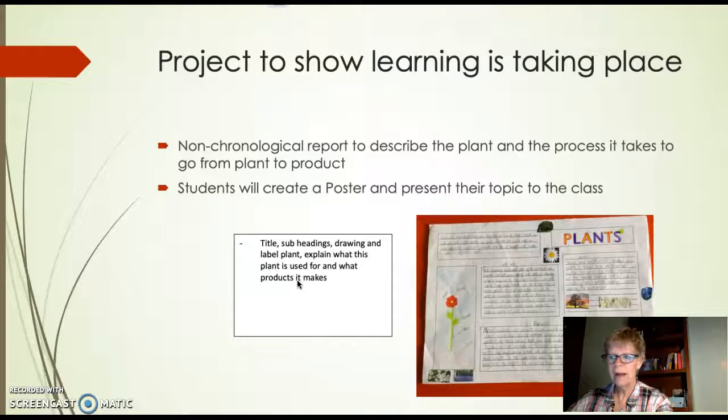So I'm looking to have the students create their project, which will be to create a poster. And this poster will be just as an example like here, where they can draw a diagram and label the diagram, and then tell us a little bit about the plant and its environment and what kind of things they need to do to get this plant from the ground or from nature to the product that it will produce.